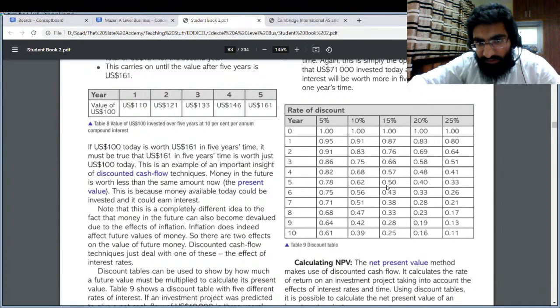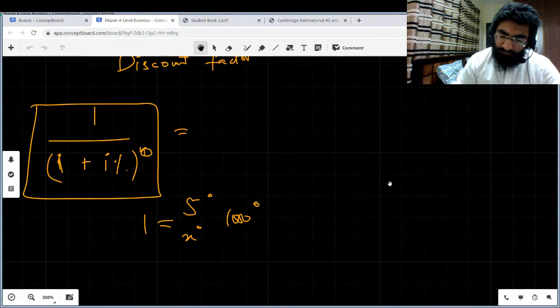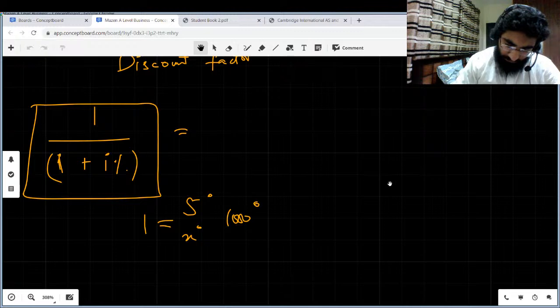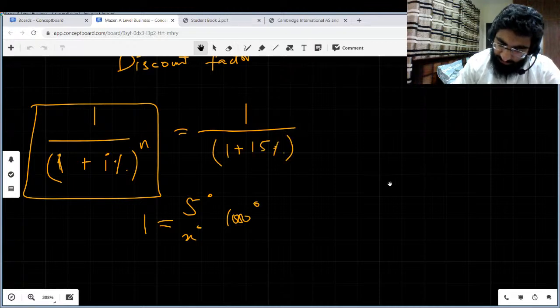Let's see how we get this value for 15% at 5 years. Okay, so 0.5 we get as the answer, but how we actually do it is: the formula is 1 over 1 plus I percent. So 1 over 1 plus 15%, bracket, for how many years? For 5 years. Can you put this in the calculator?